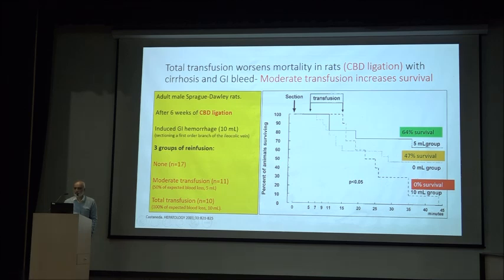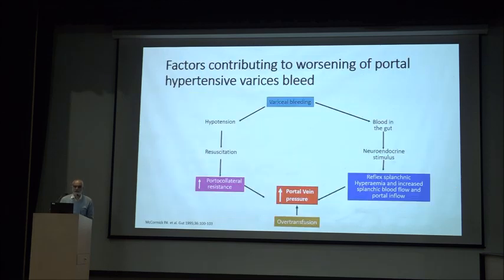When no transfusion was given, still 50% survived, and when half of the transfusion was given, then 64% survived. So full transfusion is detrimental in bleeding. So what could be the factors that contribute to worsening of portal hypertensive variceal bleed?